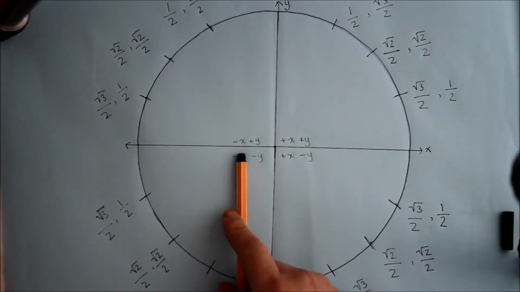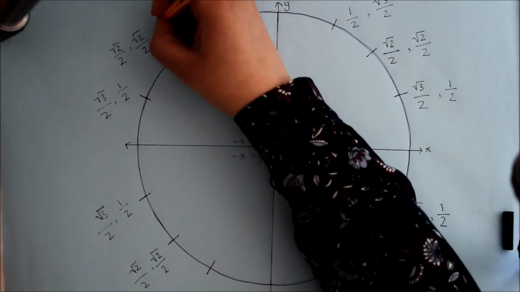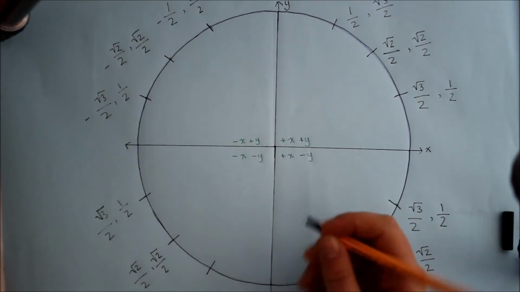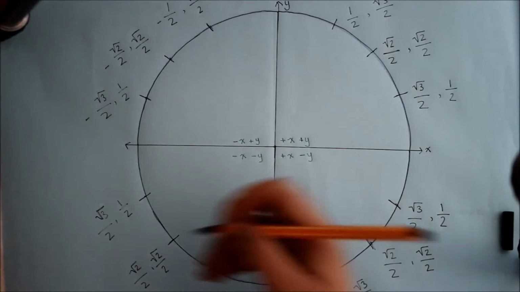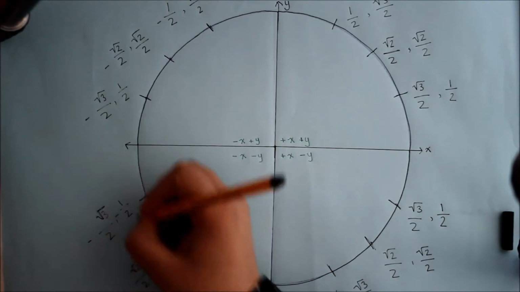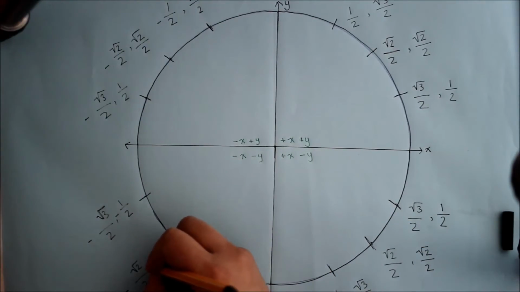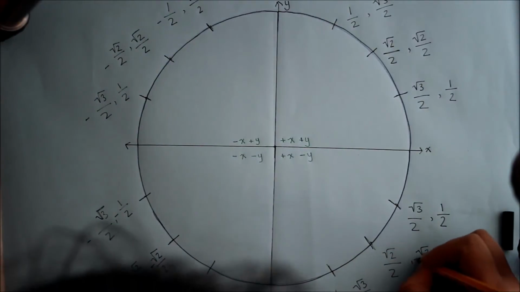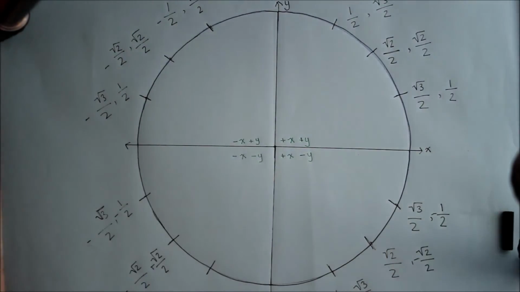So for the first quadrant, all of those are positive. For the second quadrant, we want to place a minus or negative sign in front of all the x values, okay, like so. And for this part, a minus sign on both sides. And for this part, only on the y values. Alright. So there you have it. That's how easy it is to remember the values.